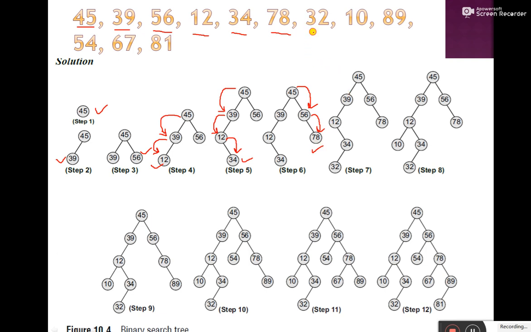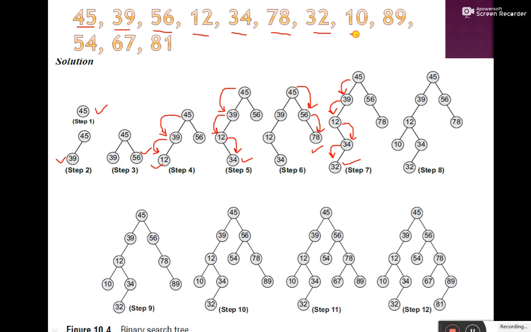Now the next node is 32. 32 is less than the root node 45, so we'll go to the left. 32 is less than 39, so we'll again go to the left child. 12 has already got a right child, 34, so we'll again traverse here. 32 is less than 34, so 32 will become the left child of 34. So 32 is added here.